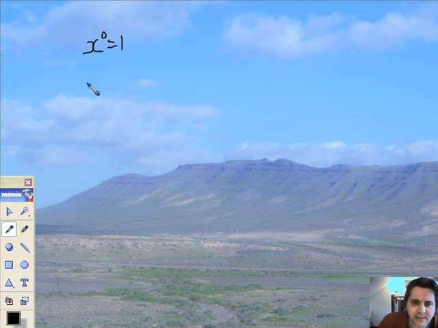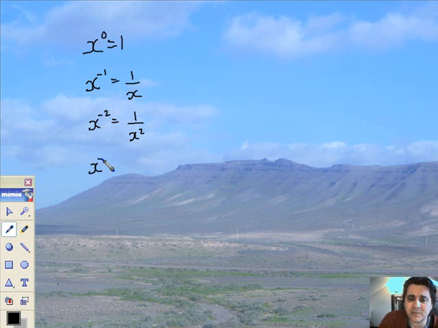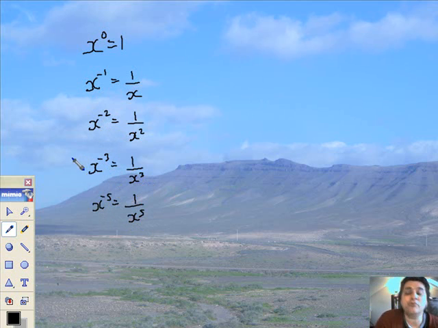Did you know that any number to the power of minus 1 means 1 over x? Did you know that any number to the power of minus 2 is 1 over x squared? Did you know that any number to the power of minus 3 means 1 over x cubed? I'm sure you know that x to the power of minus 5 means 1 over x to the power of 5. Essentially, this is a symbol for reciprocal.